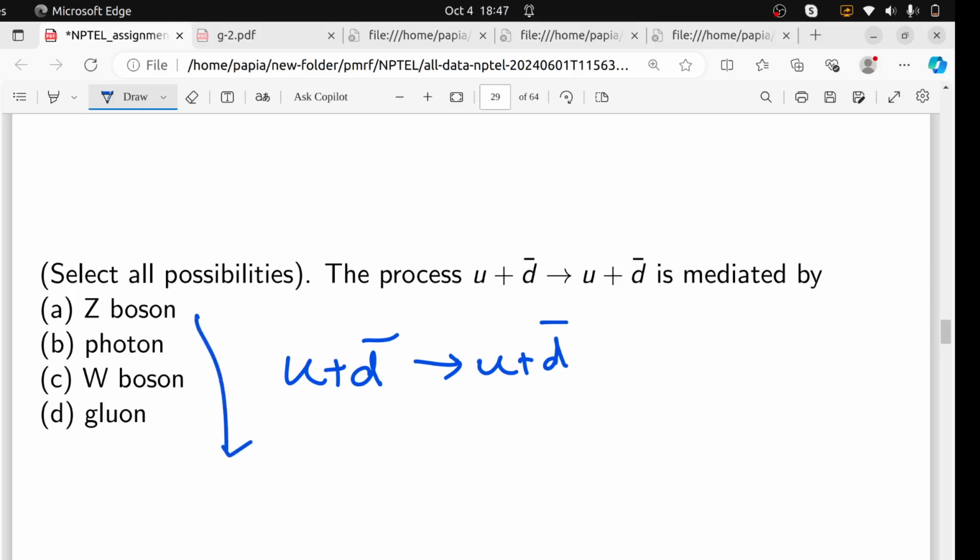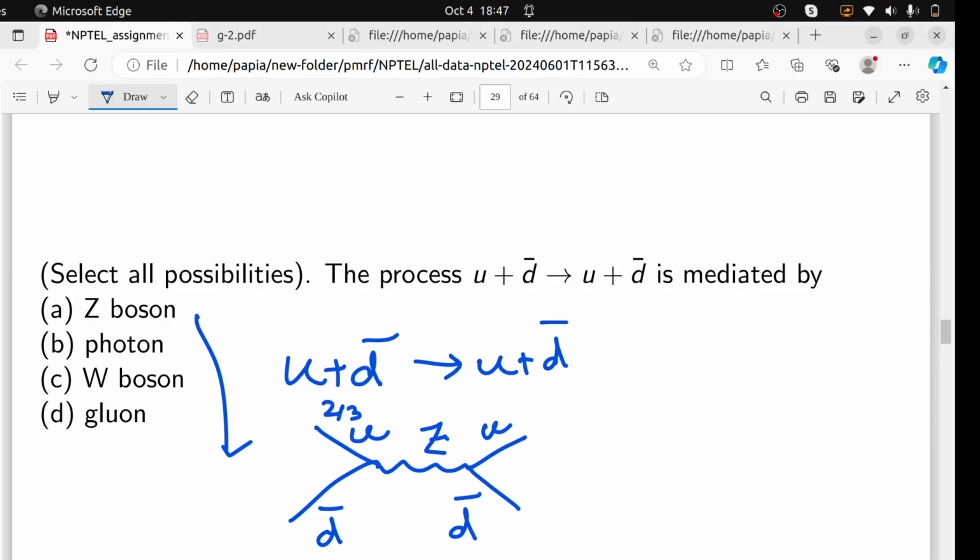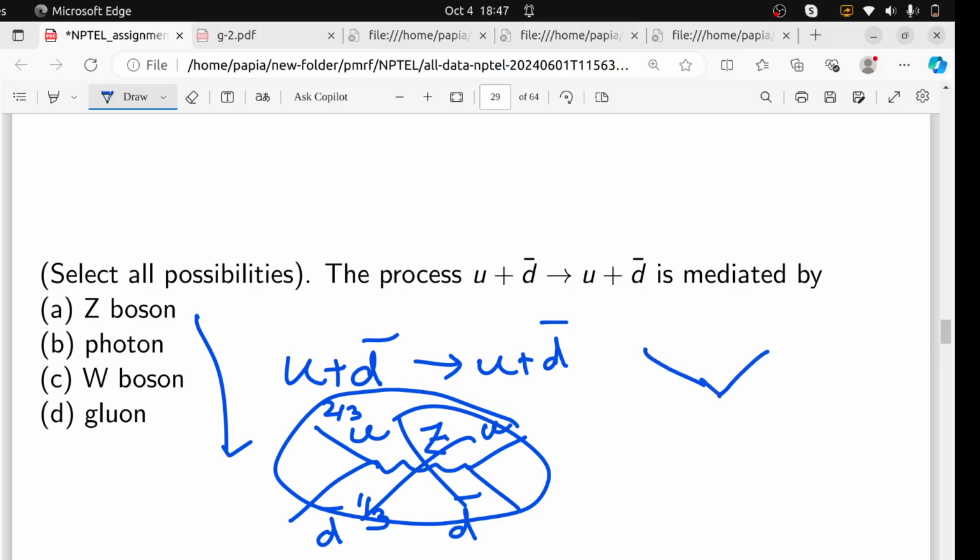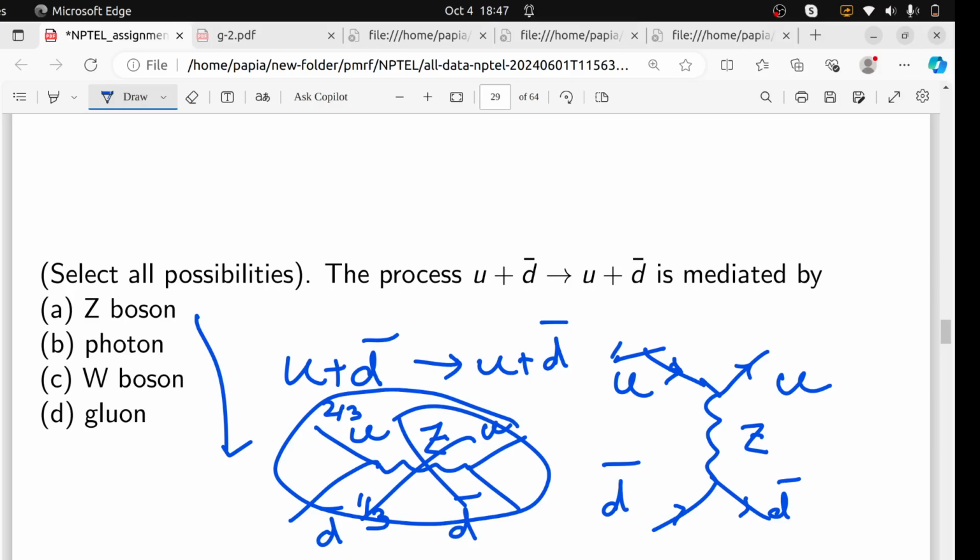First of all, let me check Z boson. U, d bar, U. No, it is not happening because this has 2 by 3, this has 1 by 3. So I cannot write it like that, but I can write it like U, d bar and Z. That can be possible. Okay? So Z boson can mediate in that process because U, D both have weak charge. So it can participate in a weak interaction and Z is the mediator for weak interaction. So it can be possible.